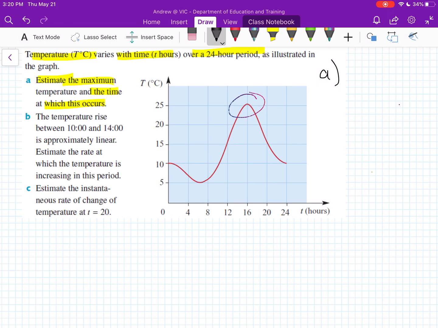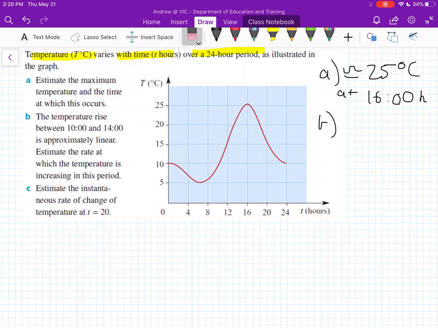This, our highest temperature, is approximately 25 degrees Celsius. And this is at 1600. So that's at 1600 hours. Okay, so that's essentially breaking down that first one.